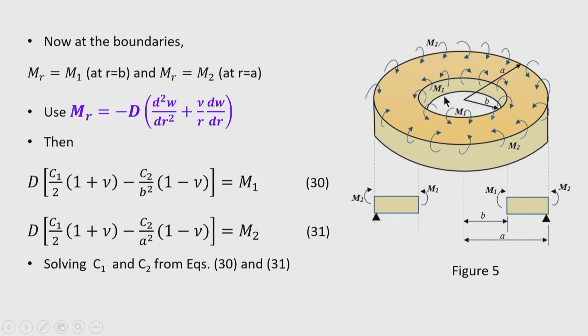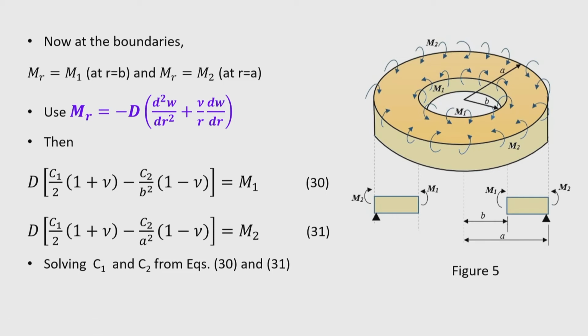And then after applying the boundary condition at the outer edge, that is r equal to a, we get D bracket C1 by 2 (1 plus mu) minus C2 by a square into (1 minus mu) bracket closed equal to M2. So, two equations we get, and these two equations can be solved for C1 and C2.